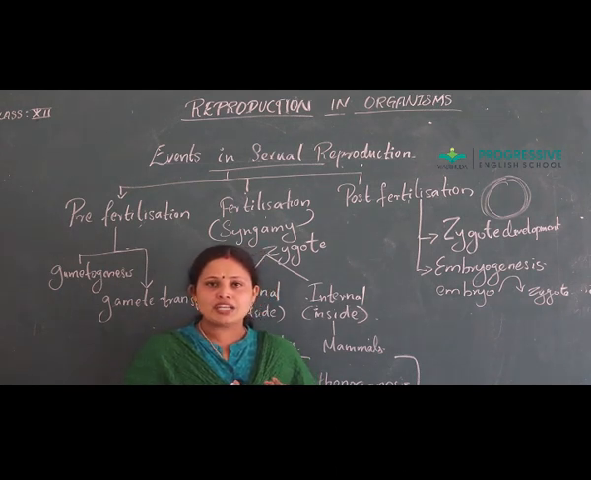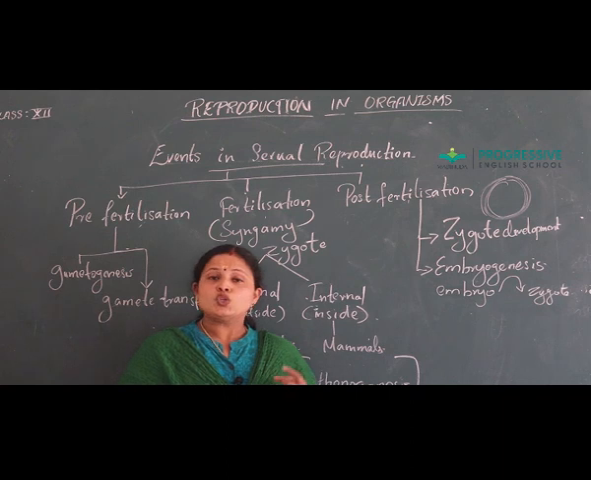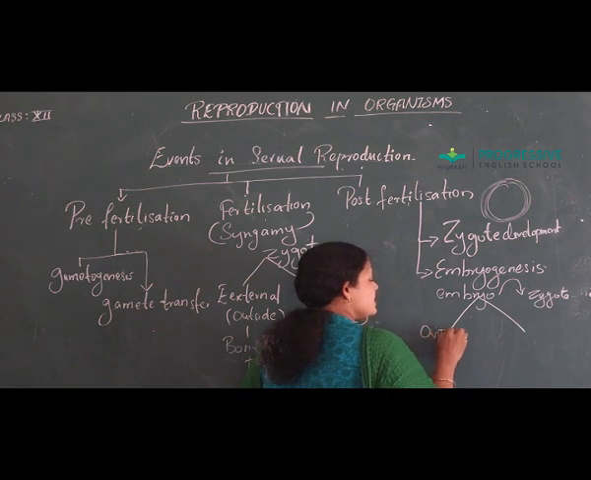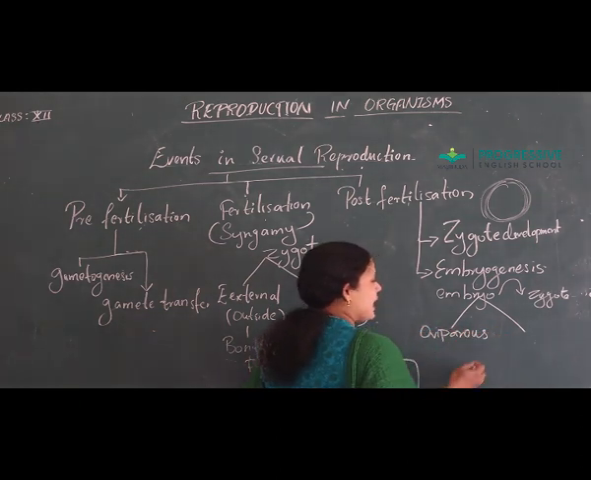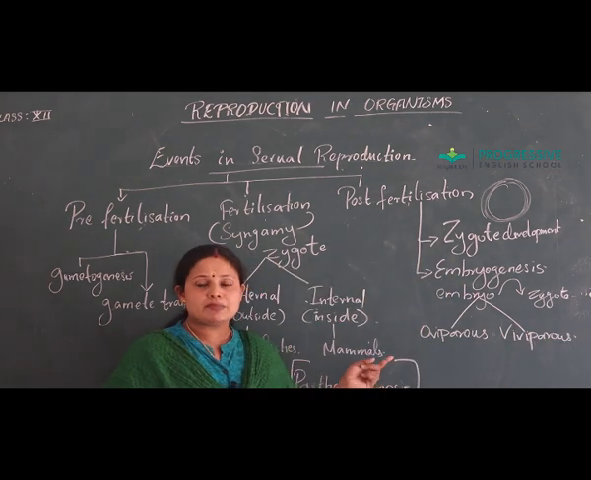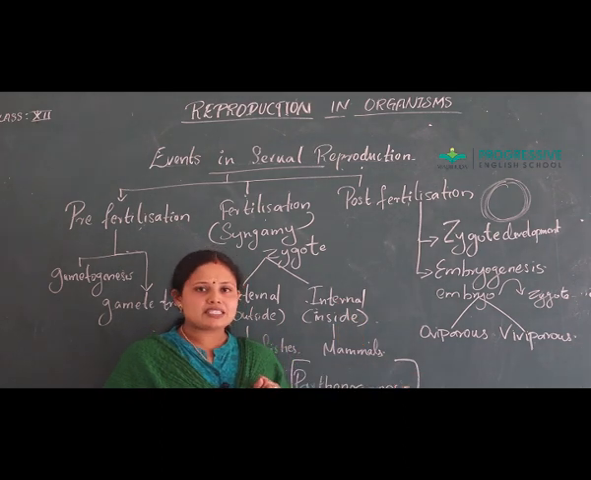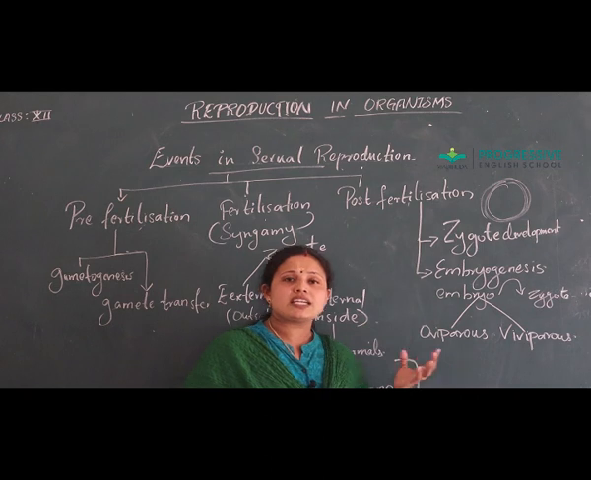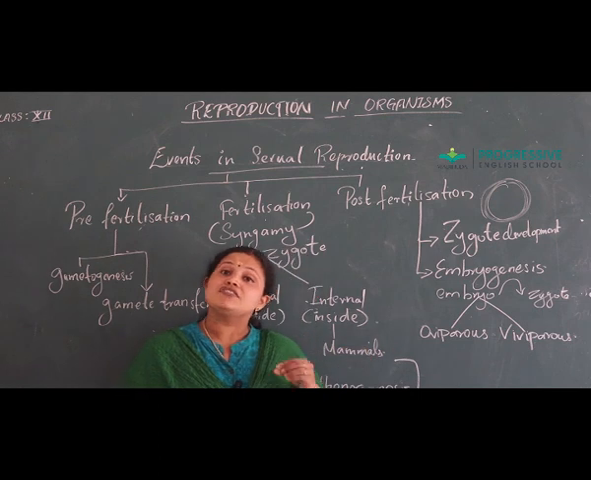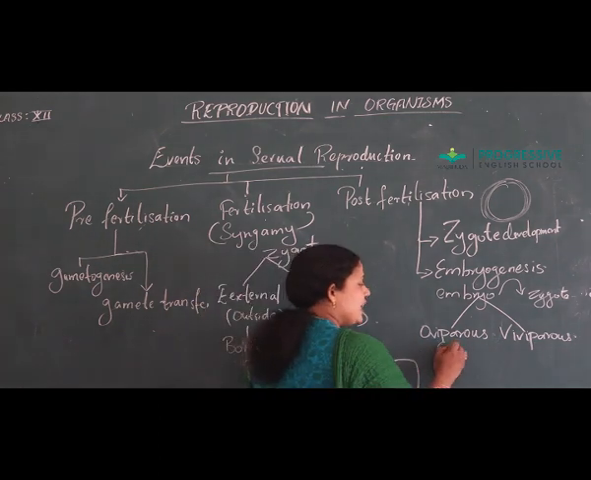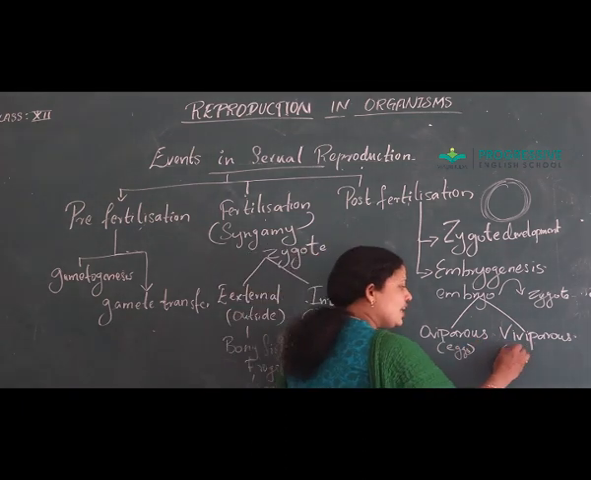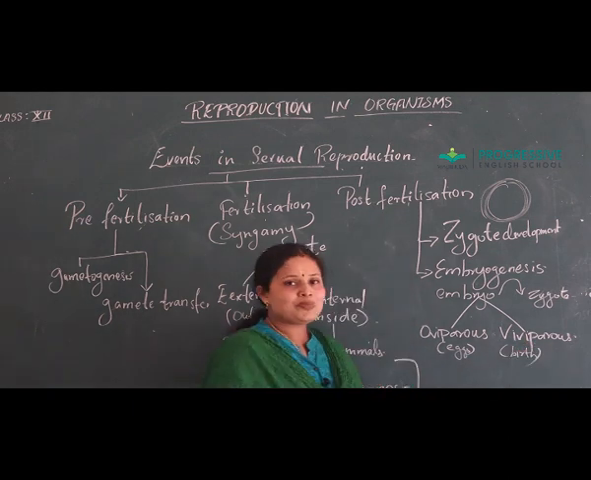Okay, now based on whether the fertilization or the zygote development is taking place inside the body or outside the body, the animals can be grouped into two. What are they? They are oviparous animals and viviparous animals. So what do you mean by oviparous? This also we have studied in your smaller classes. Oviparous means those which lay fertilized eggs. And viviparous means which will give birth to young ones.